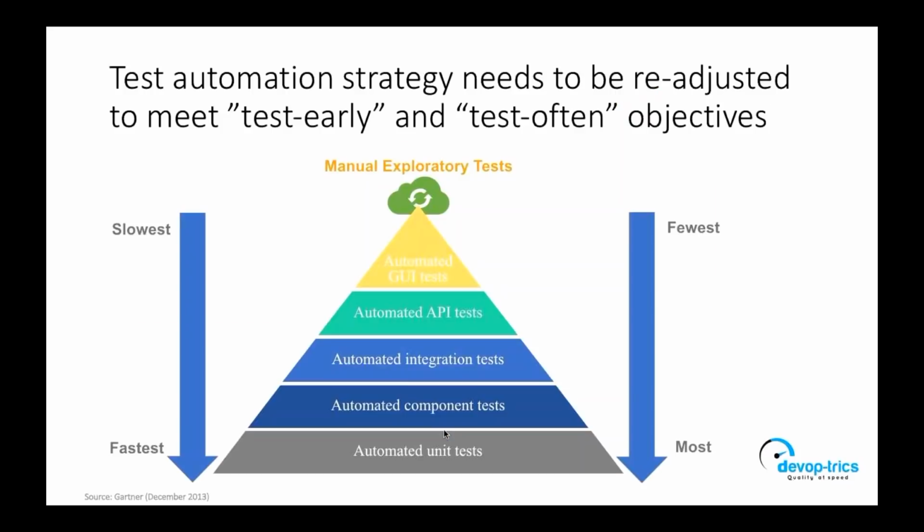As Suprita also asked, there are other critical success factors to achieve CT in your teams. One more thing is that the test automation strategy needs to be readjusted to meet test early and test often objectives. I've been talking about this test early and test often. When we are talking about test early and test often, the tests have to be extremely reliable. The tests have to be extremely relevant. And the tests have to execute very, very fast. So how do we achieve this?